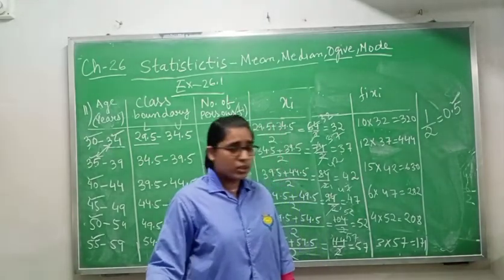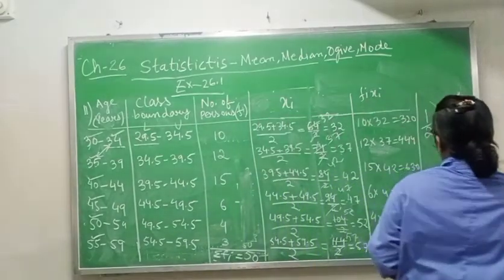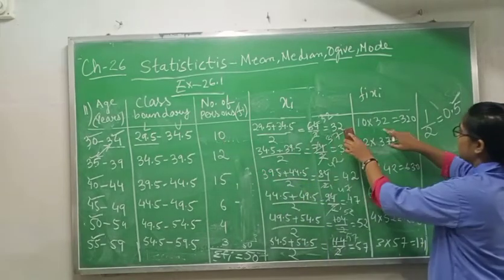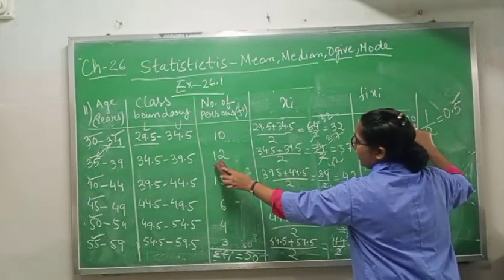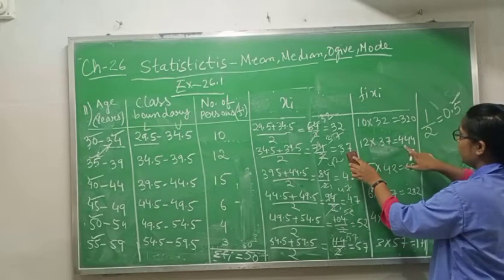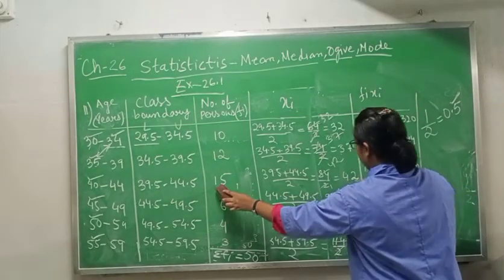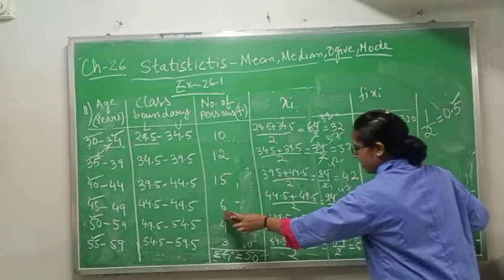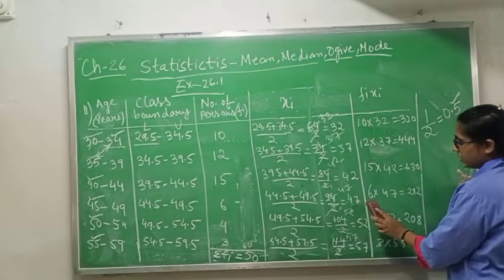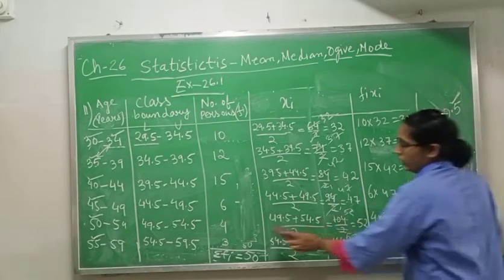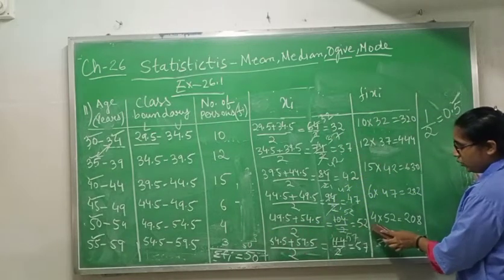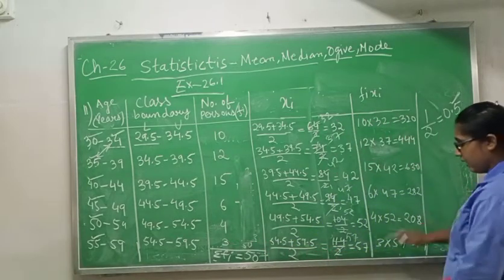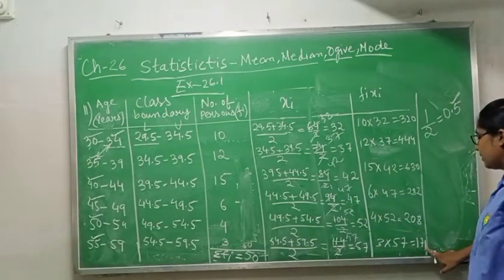After going up to here, you will find fi xi. Fi is 10, xi is 32, so 10 into 32 is 320. Now fi is 12, 12 into 37 is 444. Now fi is 15, xi is 42, 15 into 42 gives 630. Now fi is 6 and xi is 47, 6 into 47 is 282. Again fi is 4, xi is 52, 4 into 52 is 208. Now fi is 3 and xi is 57, so we get 171.